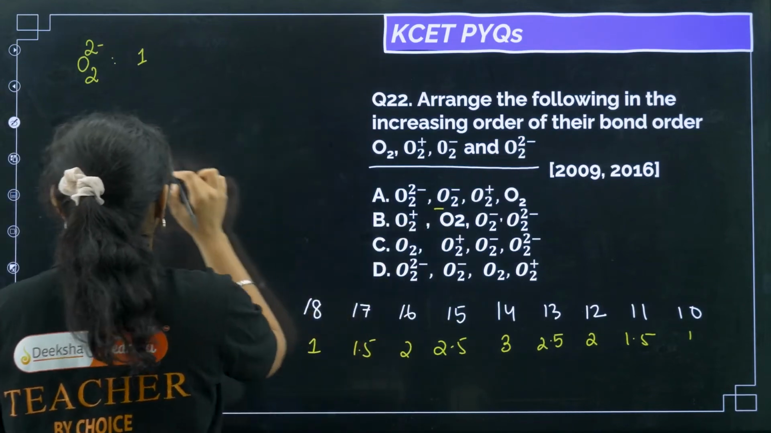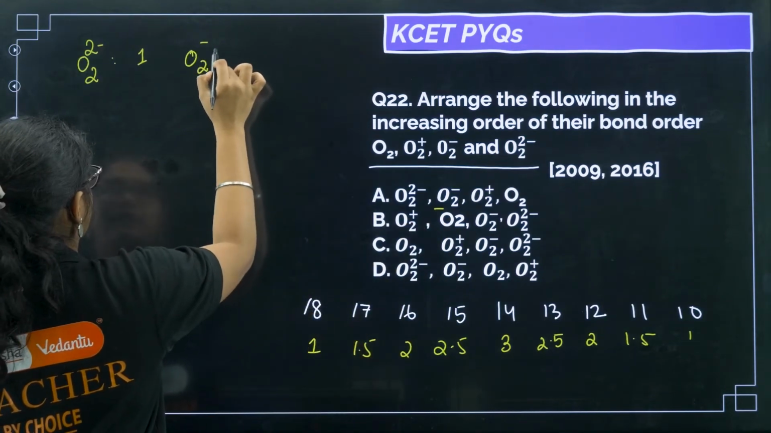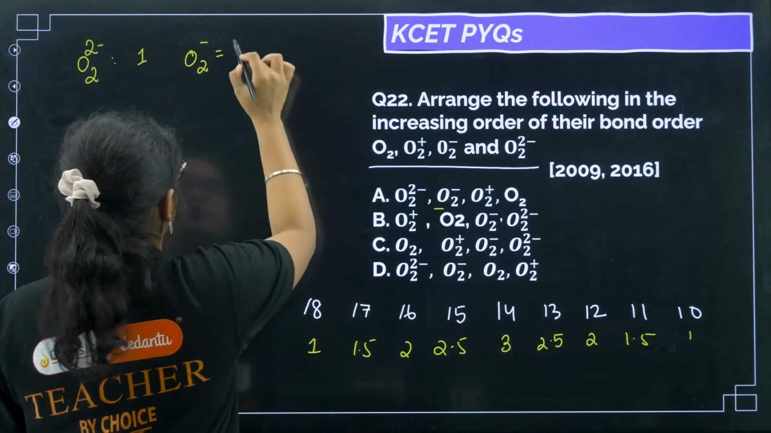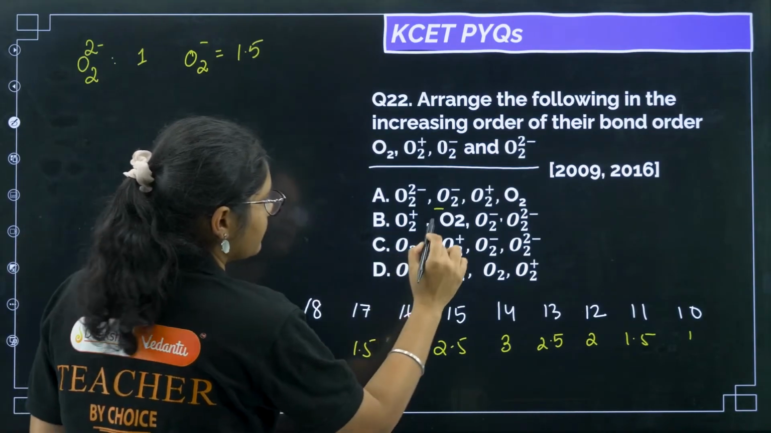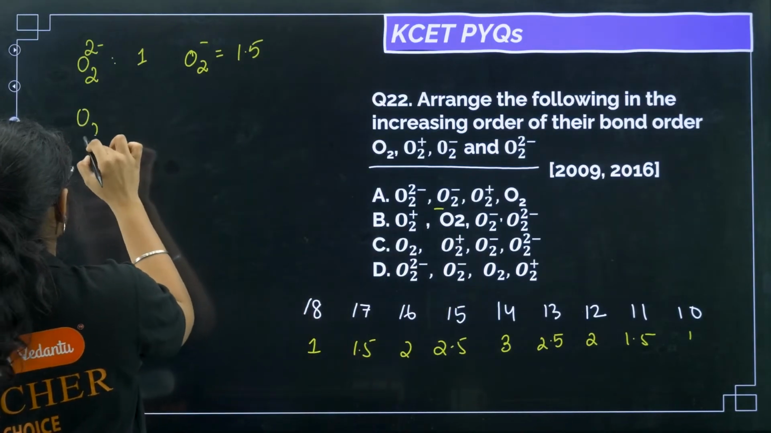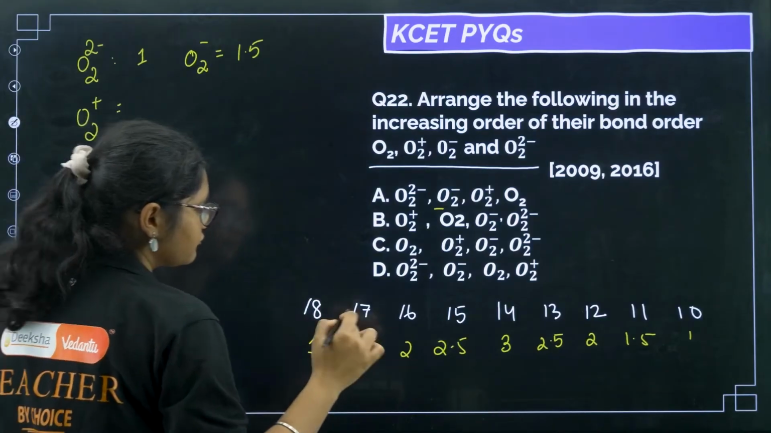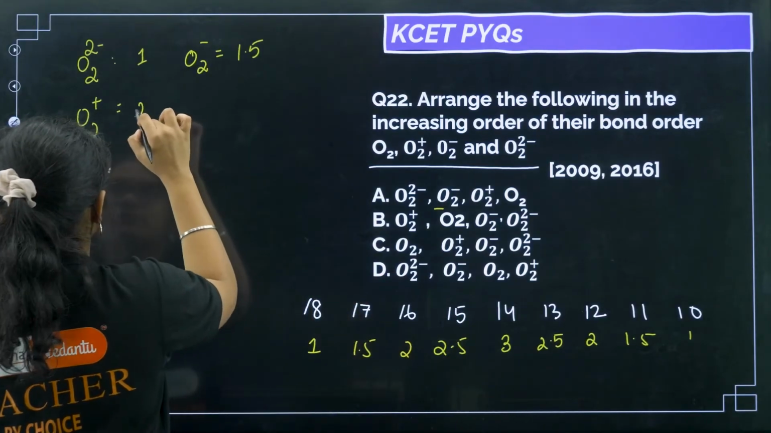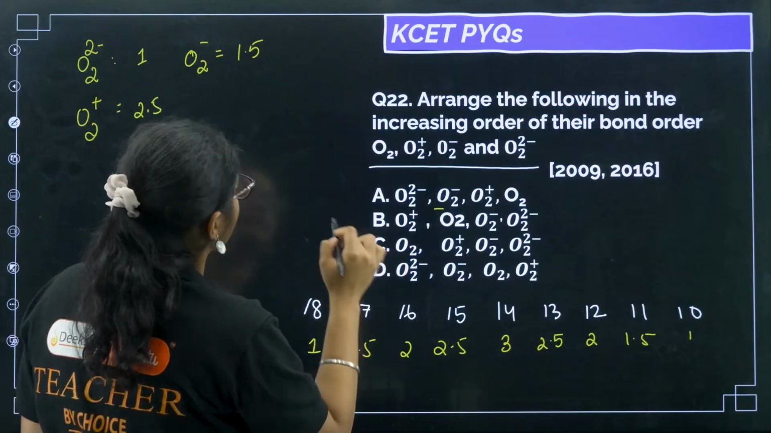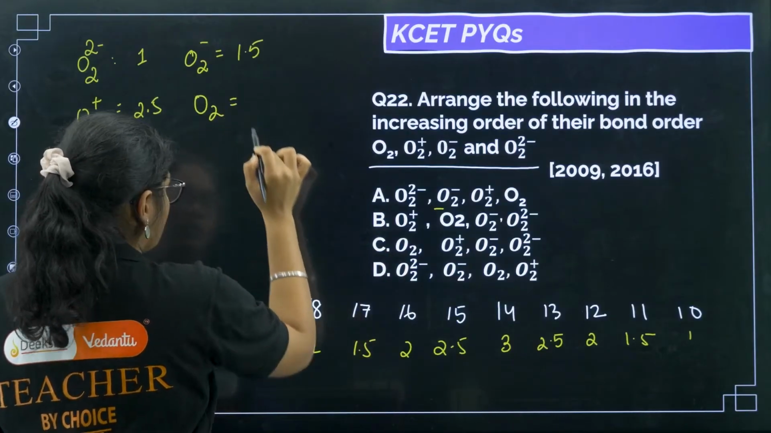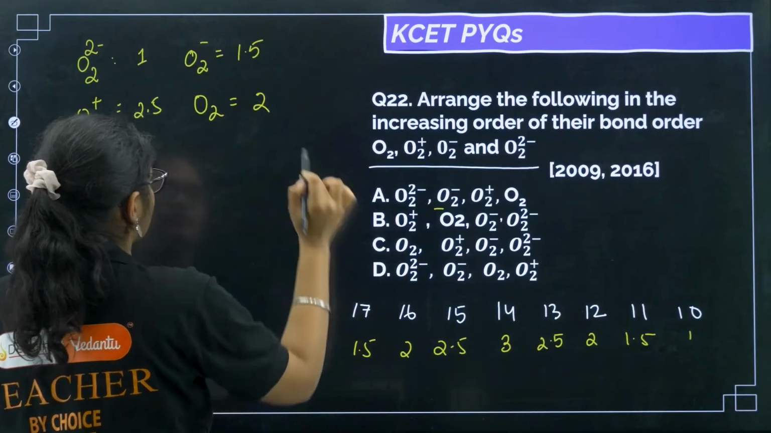Next we have O2 minus, 17 is 1.5. O2 plus is 15, that is 2.5, and we have O2, 16, that is 2.